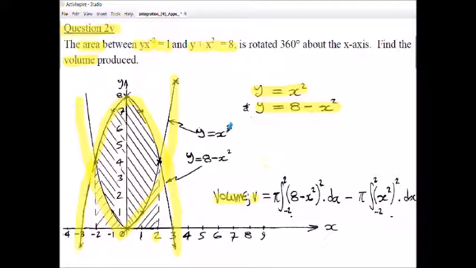So writing that down in my integral then, I will get pi, the integral of 8 minus x squared, all squared, integrated with respect to x between limits of -2 and +2, and I take away from that pi, the integral of x squared, all squared, integrated with respect to x between limits of -2 and +2. So again, think that through as to how we derive that volume equation.